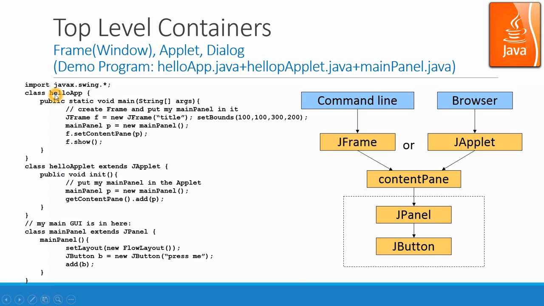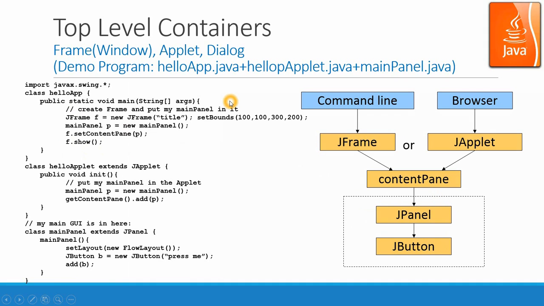And similarly, for the main application, HelloApp, we have a main method. And in there, we create one JFrame with the title and set a boundary. And we also create one main panel, that's the same panel, and set that panel as the content pane, and then show it. So the applet and the application both are using the same main panel as their content pane.